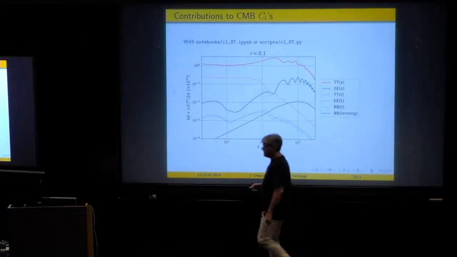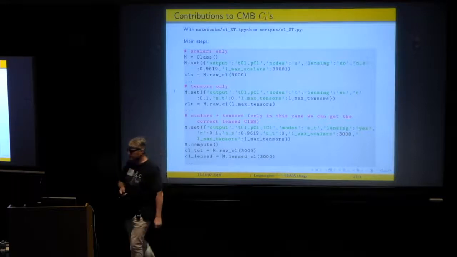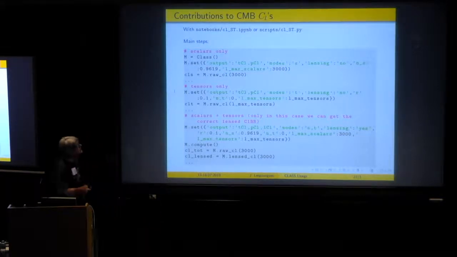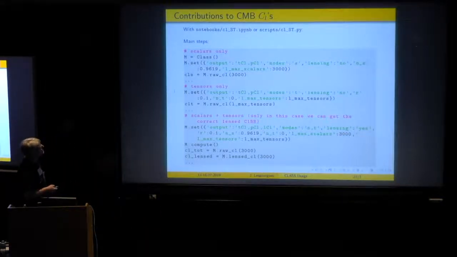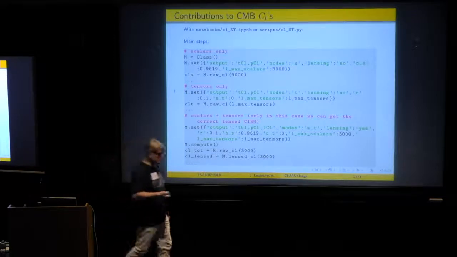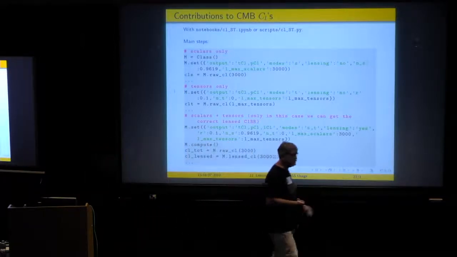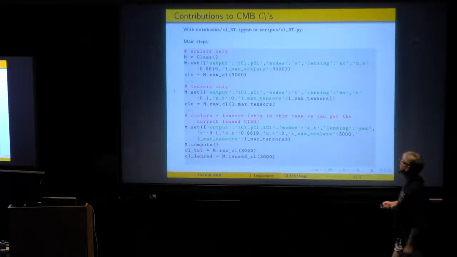Okay, so to get this, I have another script here called clst.py. And the idea is that we will first run class in order to have our figure with scalars only, then with tensors only, and then with scalars plus tensors. And then we have all the information to show all the curves of the previous plot.